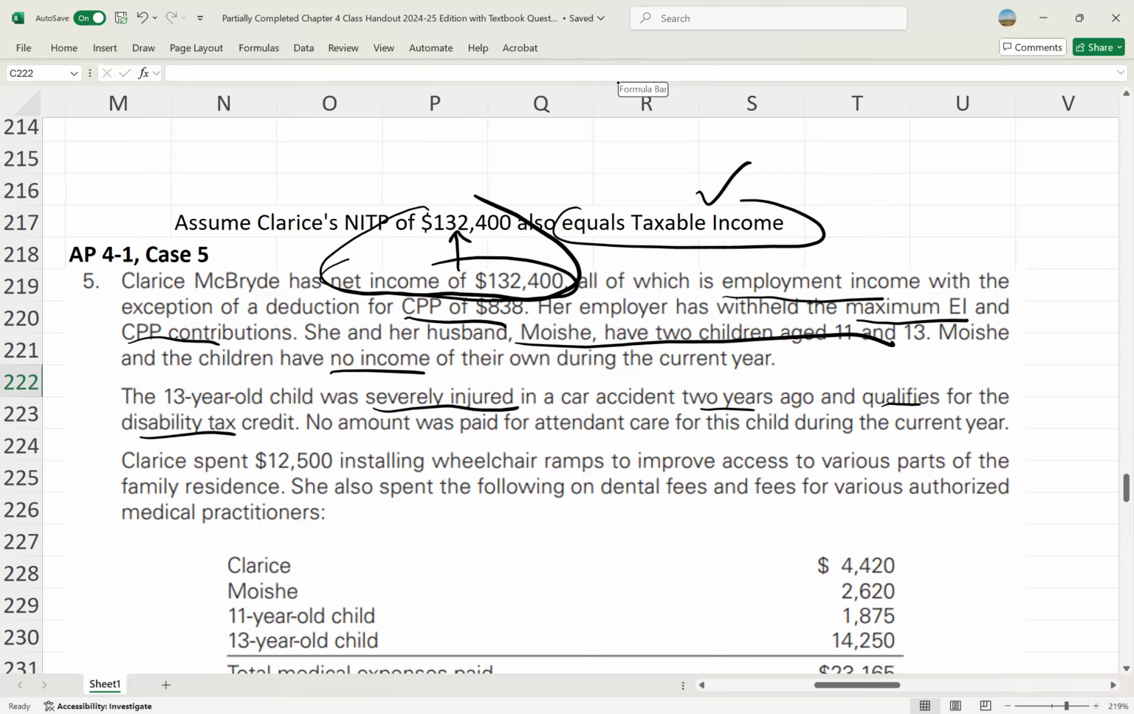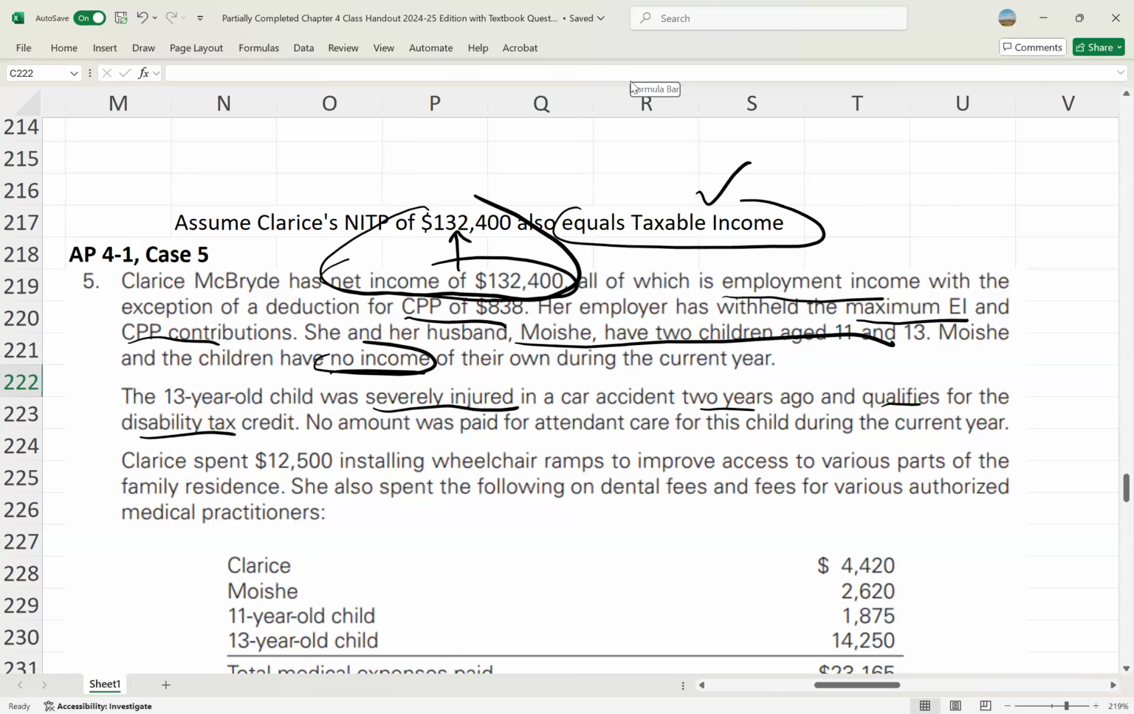So if an individual is disabled and they want to claim the disability tax credit, usually it requires a medical practitioner, a doctor, a nurse, to certify that this individual does meet the threshold required for the disability tax credit. So we're assuming that that has all been done. This 13-year-old child qualifies for the disability tax credit. But once again, the husband and the kids, none of them have any income. So if you think about it, even though the 13-year-old qualifies for the disability tax credit, it may not do the 13-year-old any good because that 13-year-old has no income.